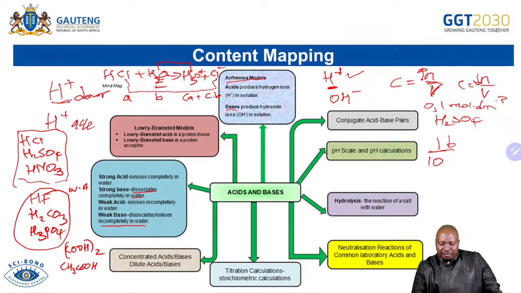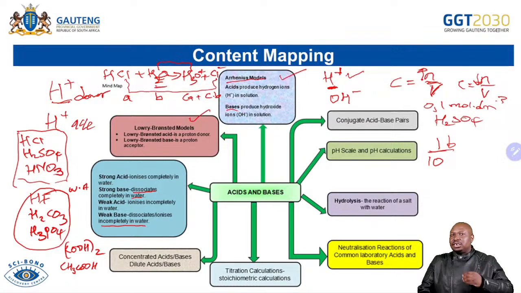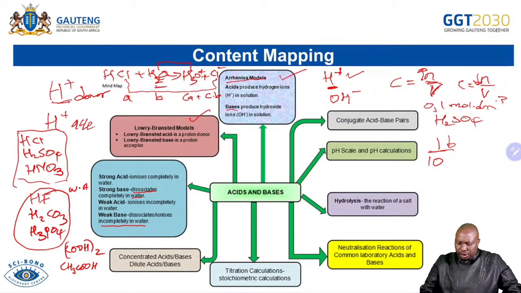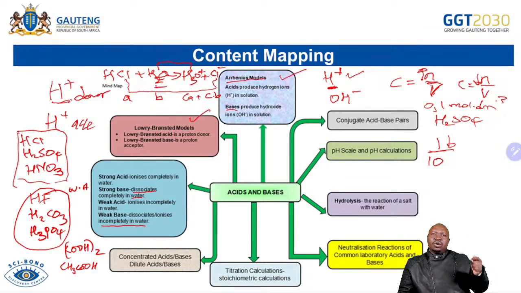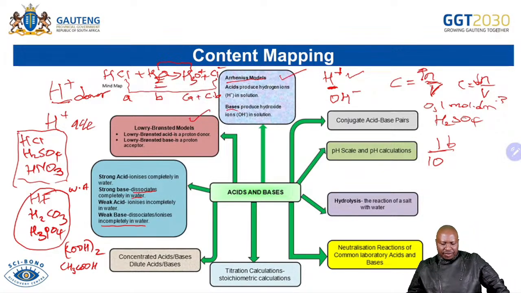You know the definition according to Arrhenius of both an acid and a base. You know the definition according to Lowry-Bronsted. He said an acid is a proton donor, a base is a proton acceptor. You know what is a strong acid, that it ionizes completely in aqueous solution to form high concentration of hydronium ion, but a weak acid will ionize incompletely in aqueous solution to form low concentration of hydronium ion.